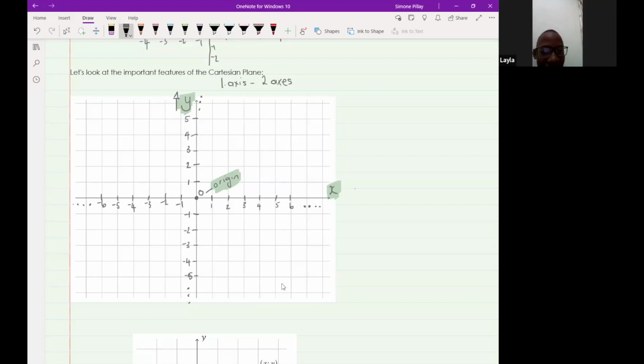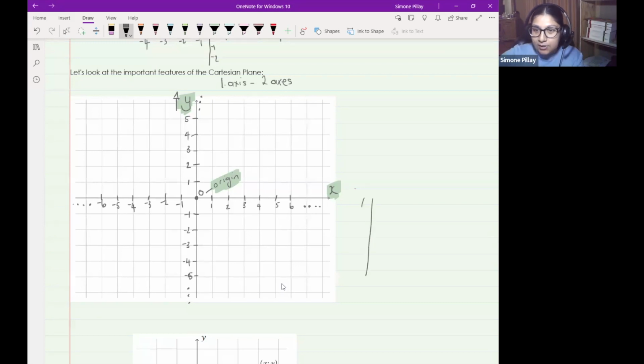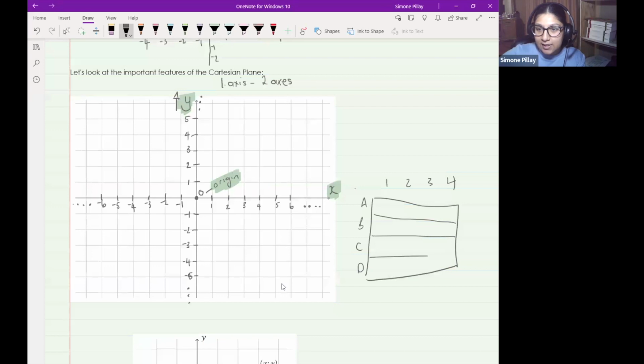Yes, ma'am. Okay, so think about a grid. You think about a grid, right? I'm sure you've done those grids where there's A, B, C, D, and then over here there's 1, 2, 3, 4, right? You've done those grids before, right? Yes, no, Leila?